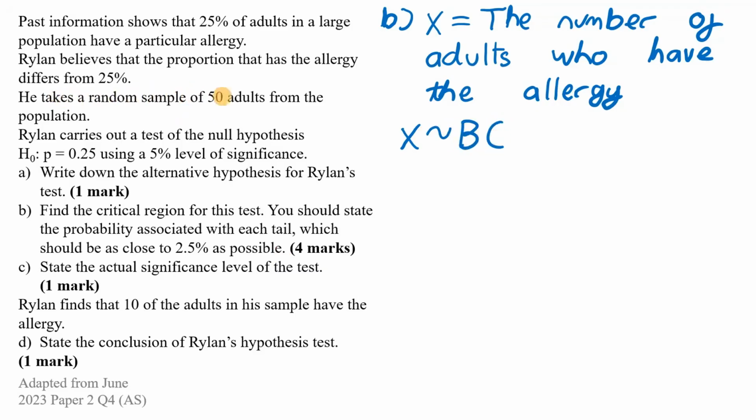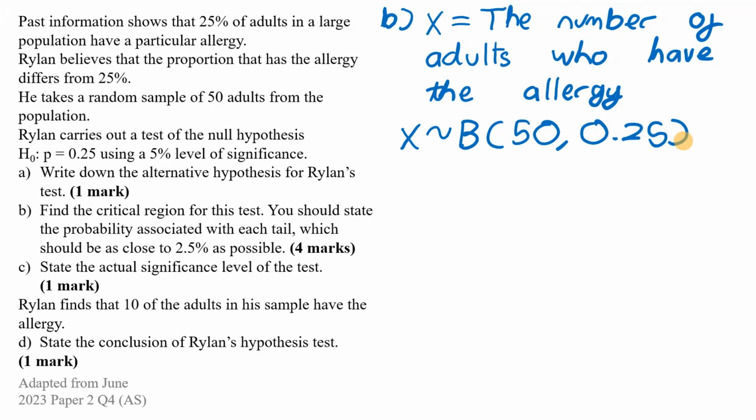It takes a random sample of 50 adults from the population, so n is equal to 50, and we're going to assume the null hypothesis that p is equal to 0.25, so the probability is 0.25. So we need to find the critical regions. Remember, for a two-tailed test, there are two critical regions. There is the lower one for testing if the probability has gone down, and there is the upper one for testing if the probability has gone up.